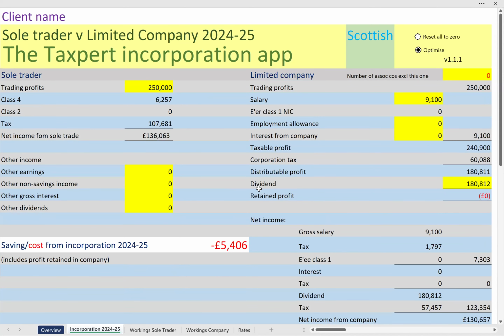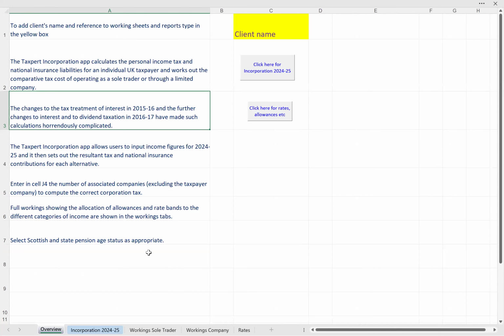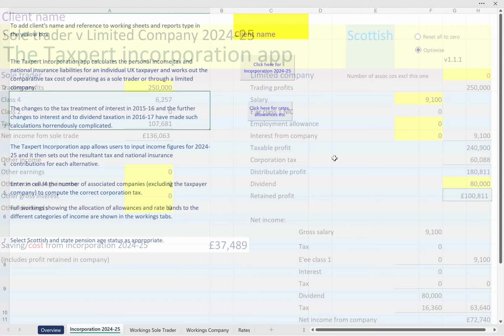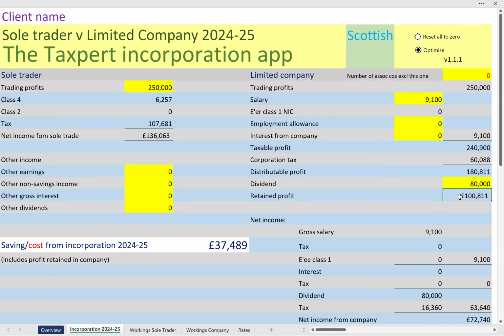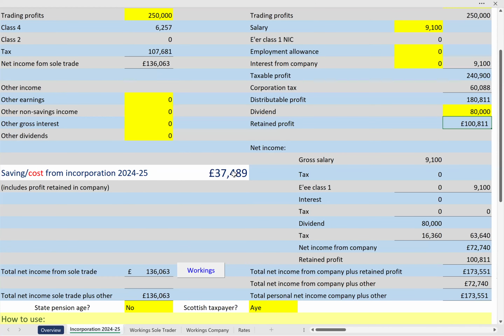But of course, many traders wanting to incorporate, particularly at this level, would not be wanting to extract all of the distributable profit by way of dividend. And it could be that they only want to extract, let's say, 80,000 by way of dividend, and the rest of it they will retain. And on that basis, because the retained profit, and I'm just toggling to other sheets, is not immediately subject to tax, then their saving from incorporation is actually 37,000.